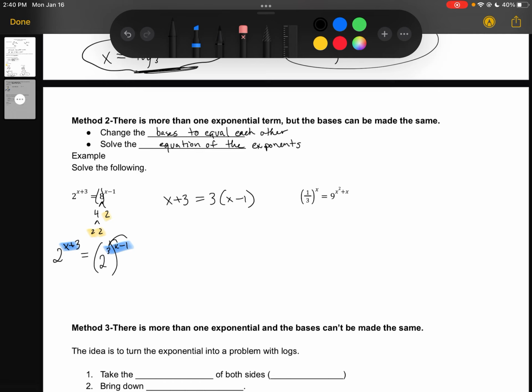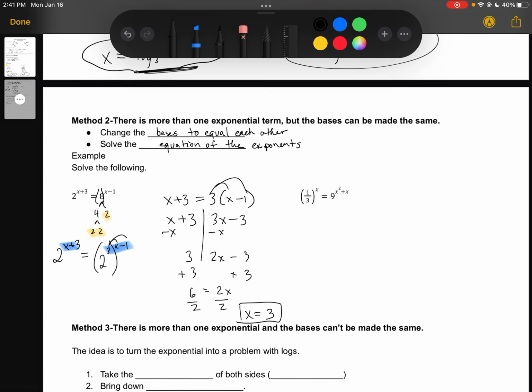And be careful, this 3, it does go to both terms. So it is going to go to both of those terms. So from here, distribute in 3x minus 3, then x plus 3 on this side, and then move our x over, move our 3 over, divide by 2, we get x is equal to 3. So again, from this one, just breaking down our terms and seeing what we have here.